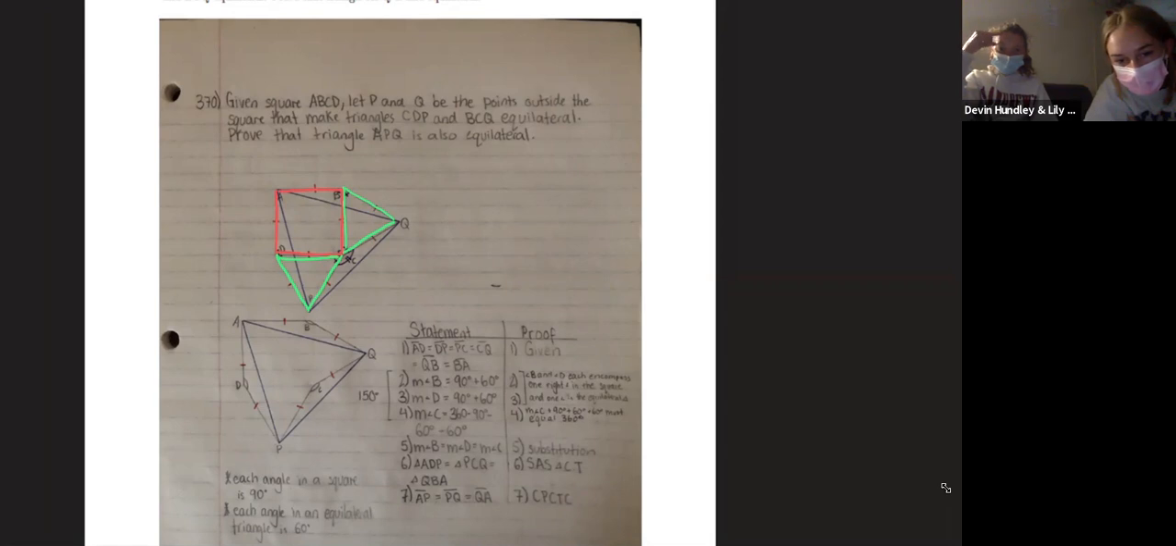So we said that AD, DP, PC, CQ, QB and BA all equal each other because it's given. And then we said that measure of angle B equals 90 degrees plus 60 degrees because B and D each encompass one right angle in the square and one in the equilateral triangles. And then measure of angle D is equal to 90 degrees plus 60 degrees, I think for the same reasoning. And then measure of angle C has to equal 360 degrees minus 90 degrees minus 60 degrees minus 60 degrees.